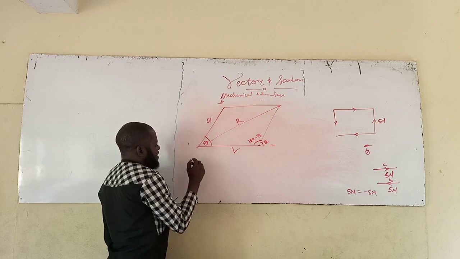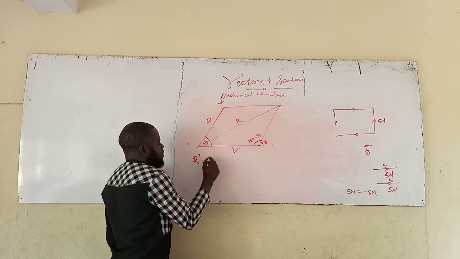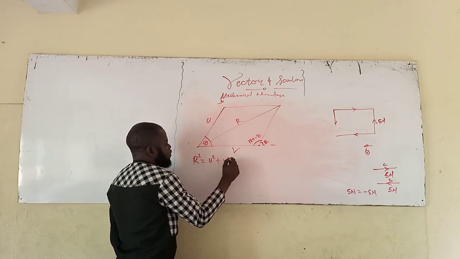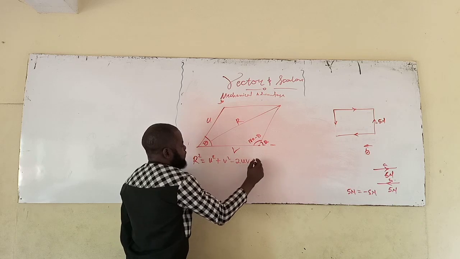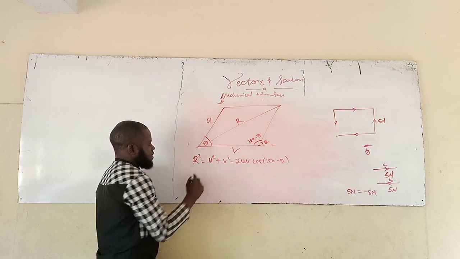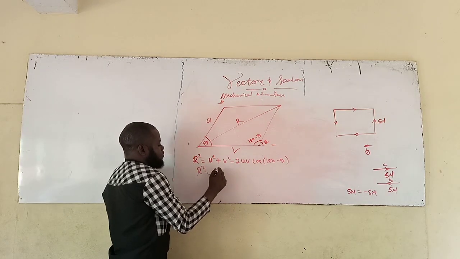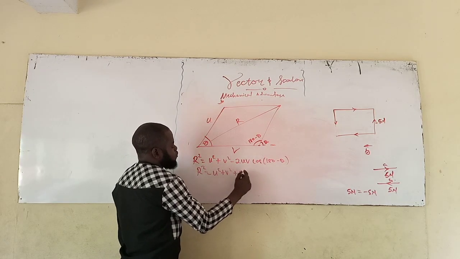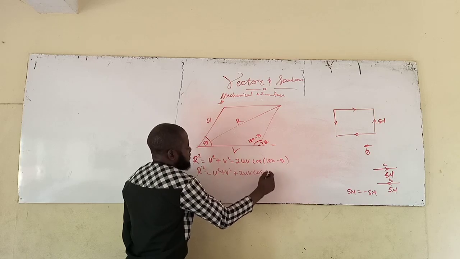the cosine rule. Okay, if that should be the case now, r squared will become u squared plus v squared minus 2uv cos of 180 minus theta. So r squared equals u squared plus v squared plus 2uv cos of theta.